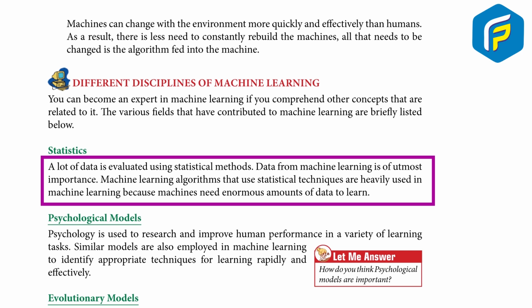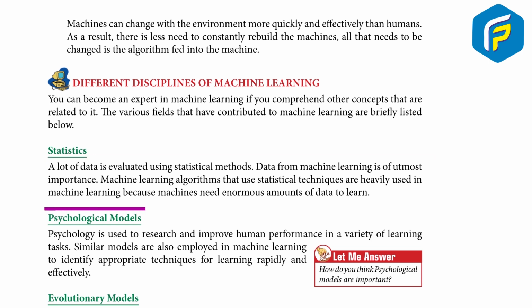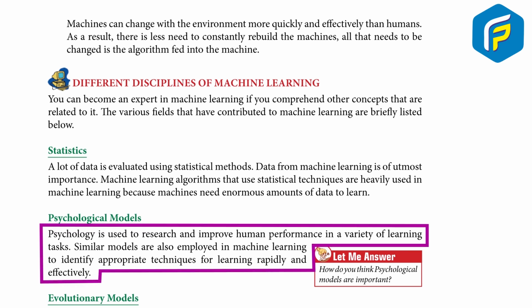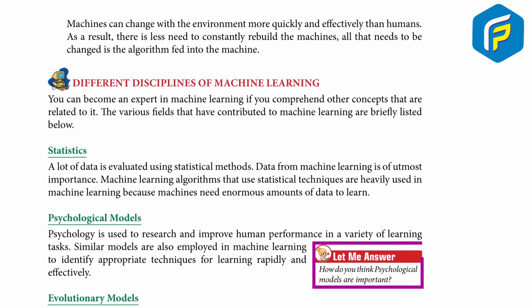Algorithms that use statistical techniques are heavily used in machine learning because machines need an enormous amount of data to learn. Psychological models. Psychology is used to research and improve human performance in a variety of learning tasks. Similar models are also employed in machine learning to identify appropriate techniques for learning rapidly and effectively. Let me ask: how do you think psychological models are important?